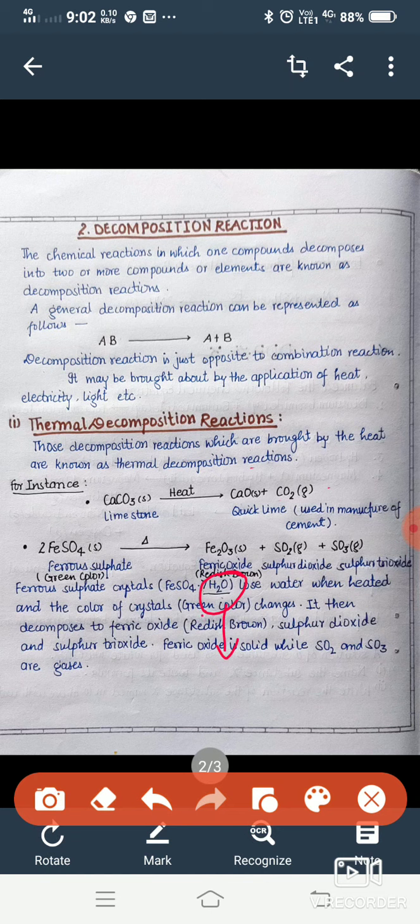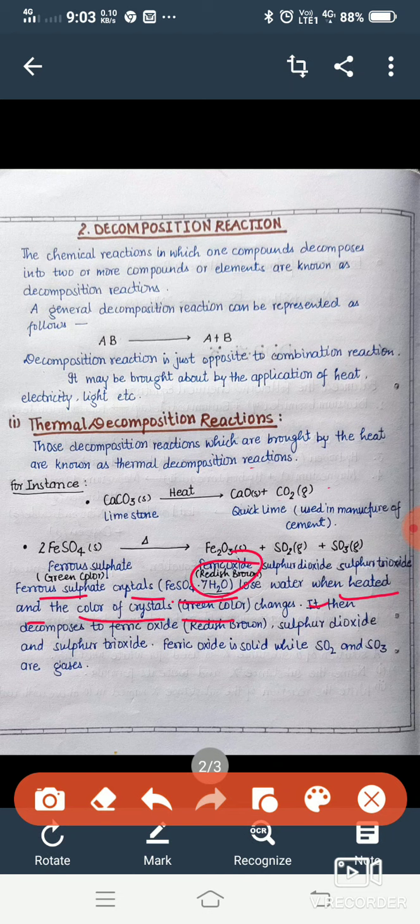This water provides the color of the ferrous sulfate. It is green in color due to the presence of the water. Now if we heat the ferrous sulfate, first of all the water evaporates and the ferrous sulfate turns into ferric oxide, which is reddish brown in color, and produces two gases, sulfur dioxide and sulfur trioxide. So the ferrous sulfate crystal FeSO4.7H2O loses water when heated, and the green color of the crystal changes to reddish brown.